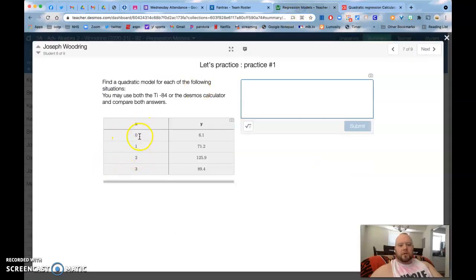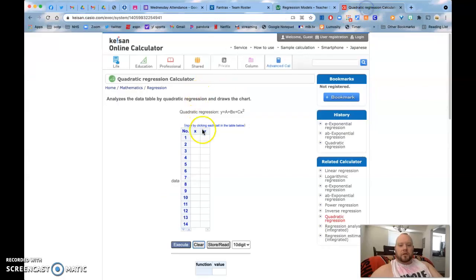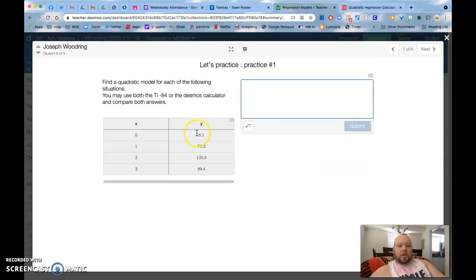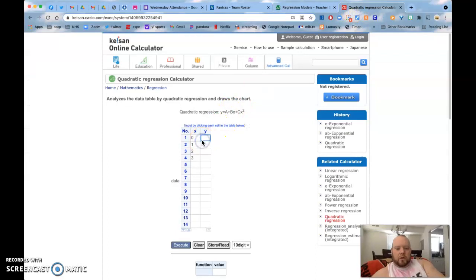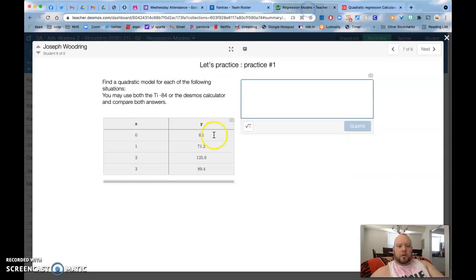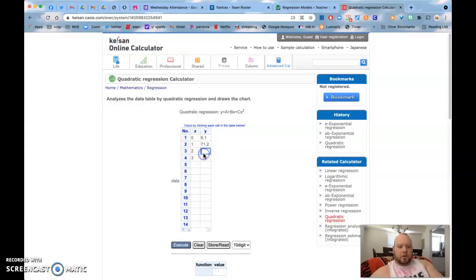So the x values are 0, 1, 2, 3. So I'm going to type those in, 0, 1, 2, 3. And then for the y values, 6.1, 71.2, 125.9, and 89.4. You hit execute.